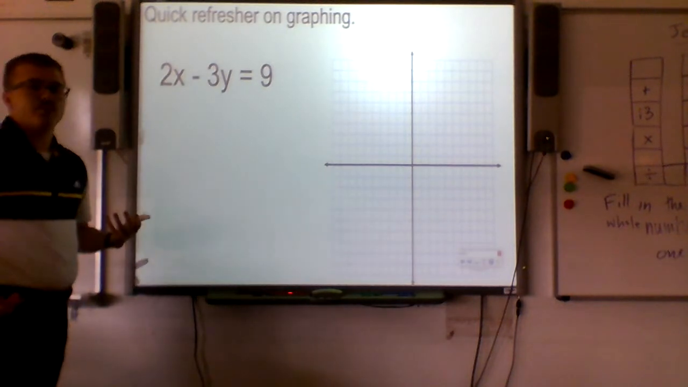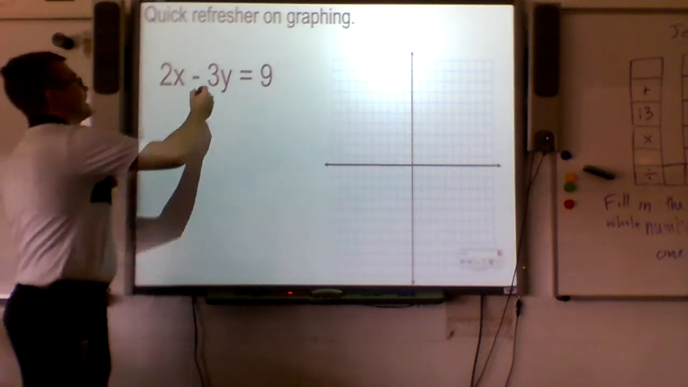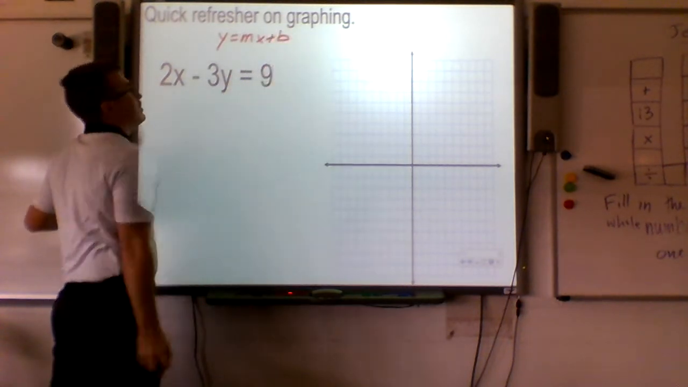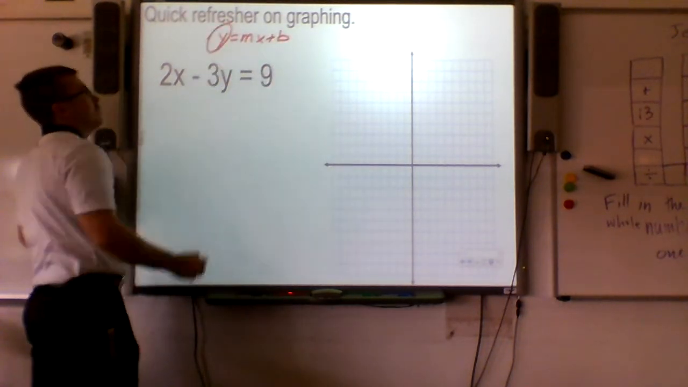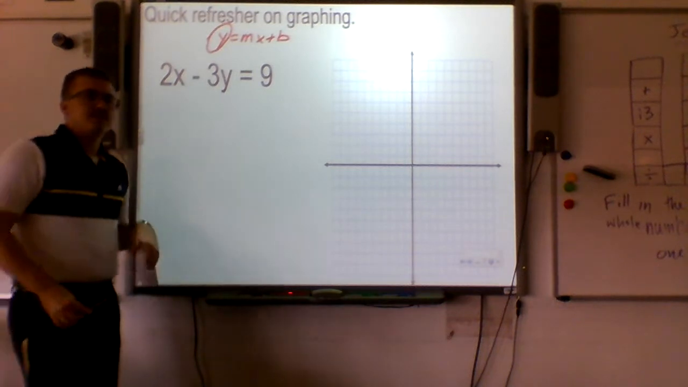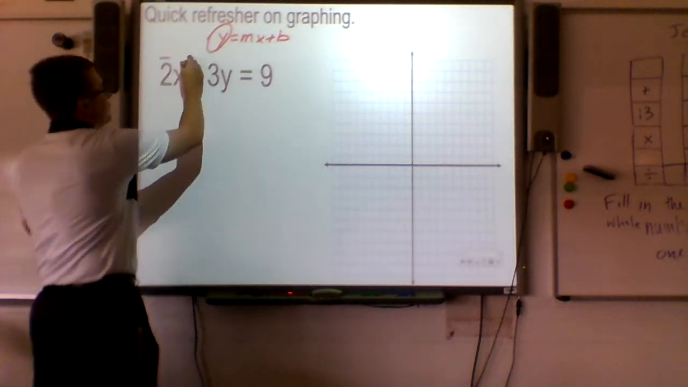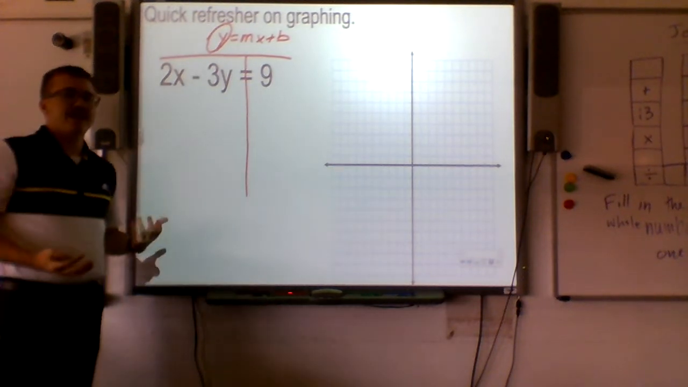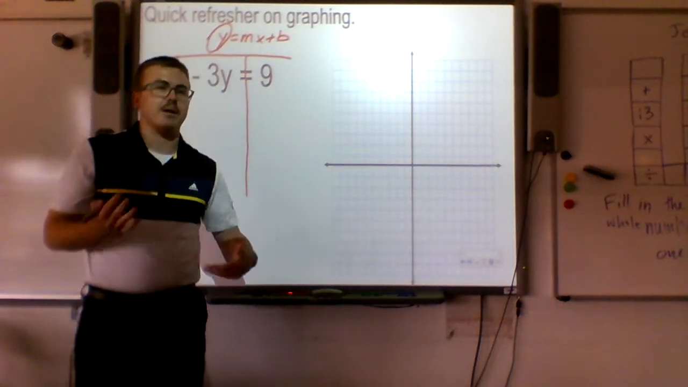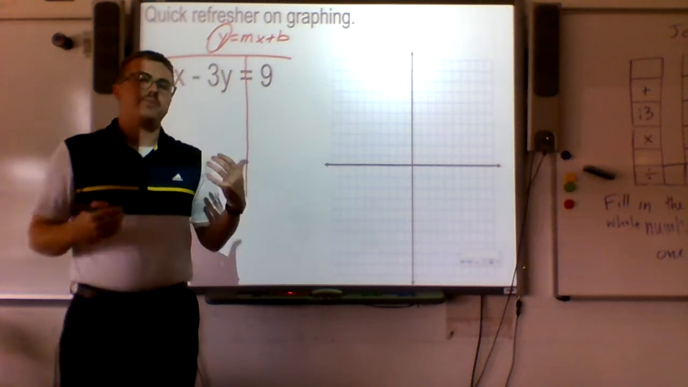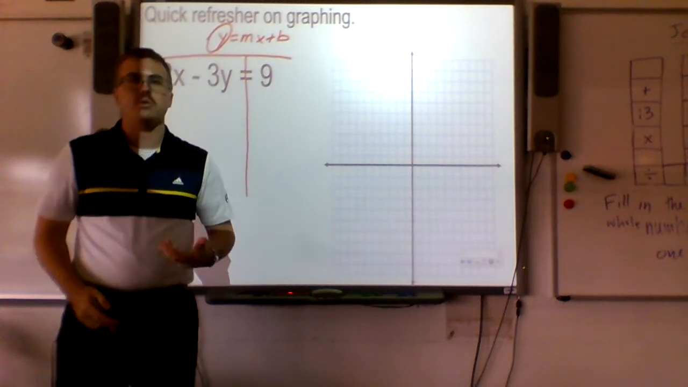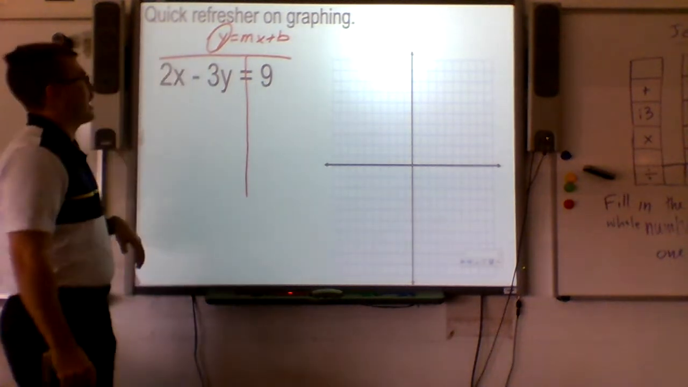Remember, when we're trying to graph, our goal is to get it in y equals mx plus b form. So we're trying to get the y by itself. In order to do that, I need to make my t-chart. Make sure as I'm going through this, you're pausing it. I'm going to go through it kind of quickly, but if you're struggling keeping up, make sure you pause it, write it down, and then follow along, so that way you know what's going on.